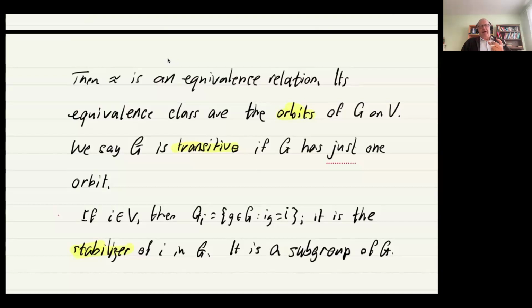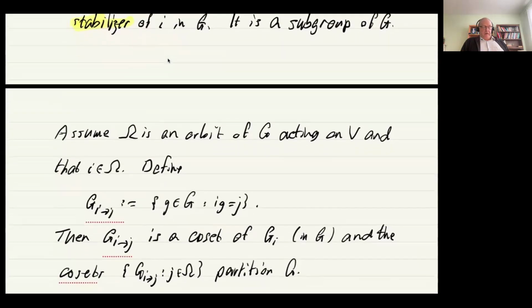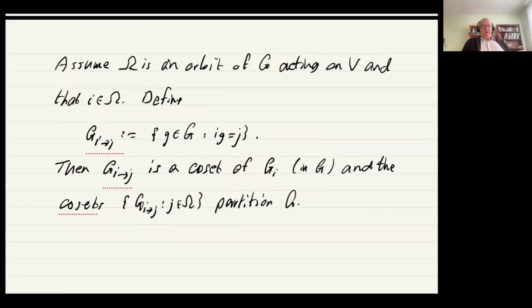In fact, what we need are cosets of the point stabilizer, and so that's what I want to get to next. So I defined the stabilizer, which consists of the elements in G that map I to itself. That's stabilizer I.